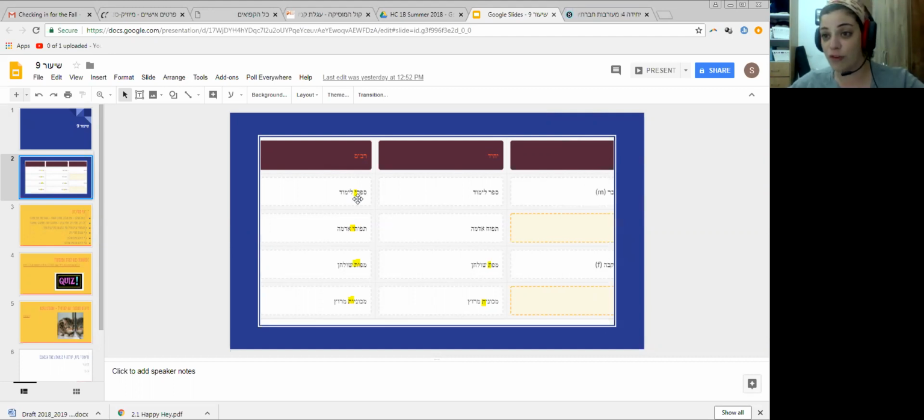Usually it would be sfarim, right? You do the yud mem for plural, for male. So usually it would be sfarim shel limud. But here, because it's all just simplified, we do sifrei limud.